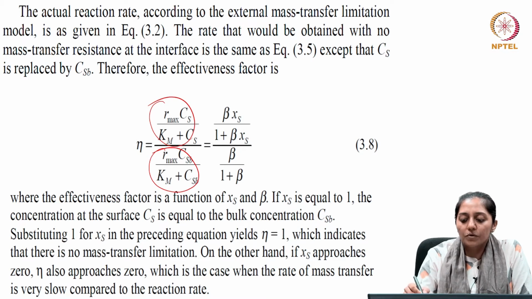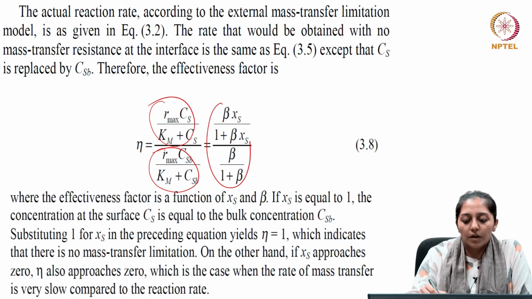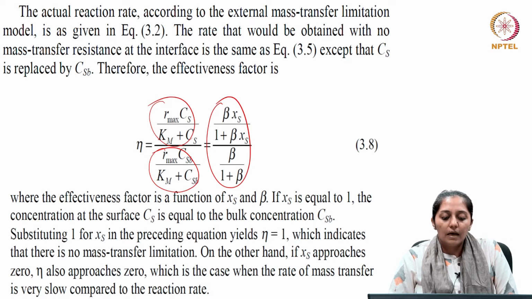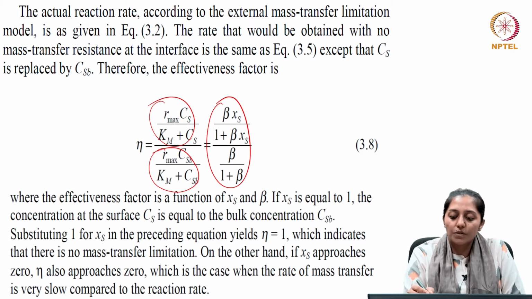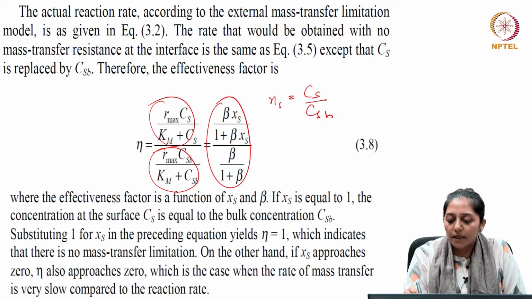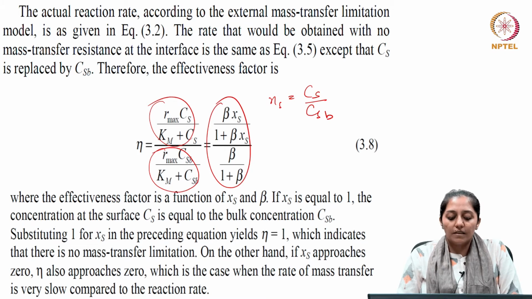Now, we again use the dimensionless forms XS and beta, and as shown here on the slide, it will take this form. So, your effectiveness factor has now become a function of XS and beta. Now, if XS is equal to 1, what does it mean? XS was CS by CSB. If XS is equal to 1, CS is equal to CSB, the concentration at the surface is equal to the bulk concentration.